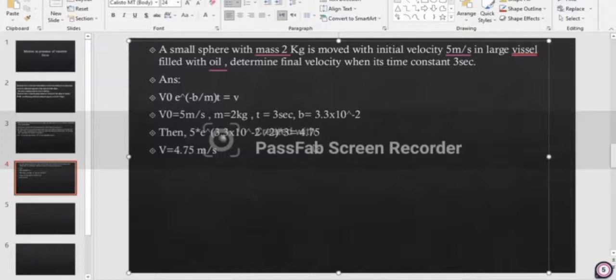It will be 5 times e to the power of negative 3.3 times 10 to the power negative 2 divided by the mass, which is 2, times the time, which is 3. It will give us 4.75, which is the final velocity. So the resistive force affects the body, moving it from 5 meters per second to 4.75 meters per second. So the resistive force is effective in slowing this speed.